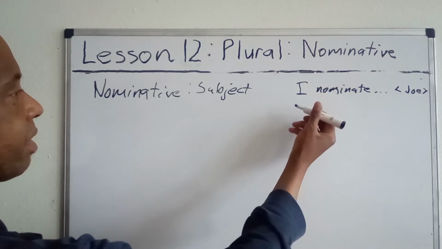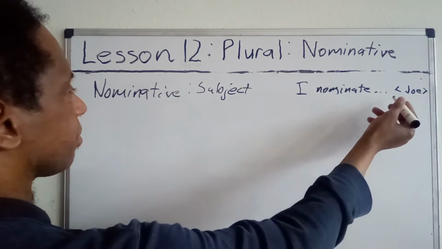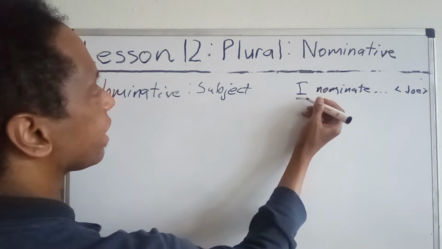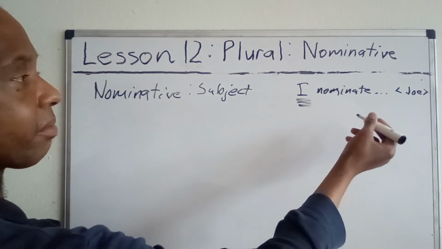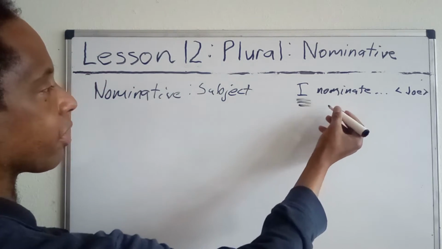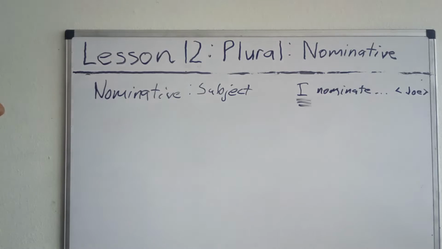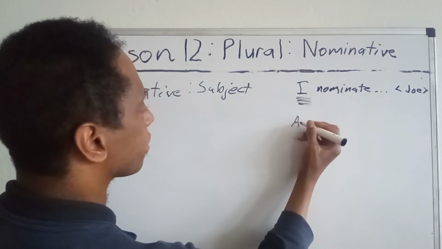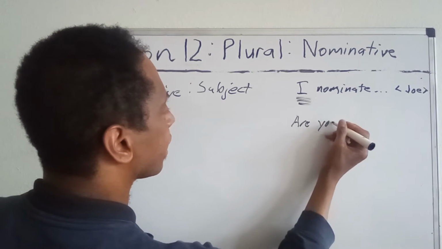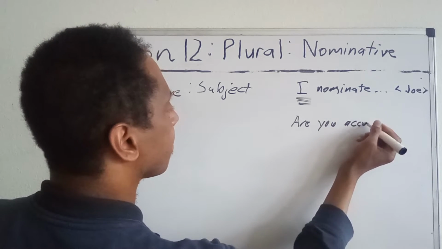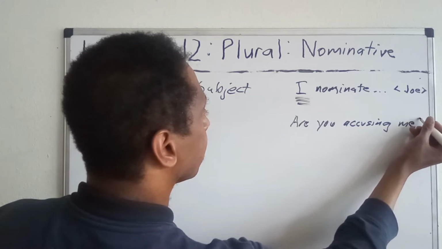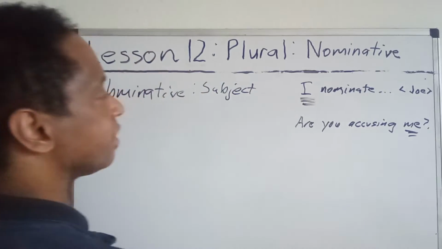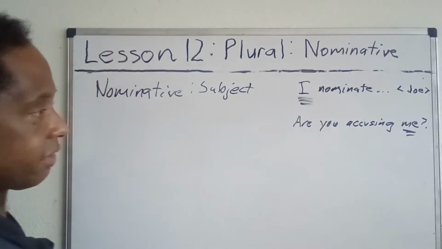Remember the little memory mnemonic. I nominate someone such as Joe. Okay. I is the subject of the sentence, right? So it's in nominative form. So that's a way to remember. The subject is in nominative form. I nominate, as opposed to, are you accusing me? Okay. That's in the accusative.